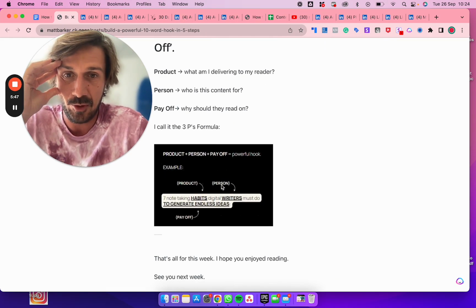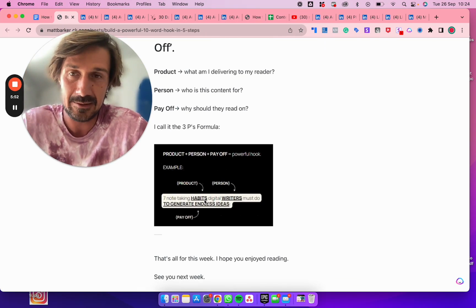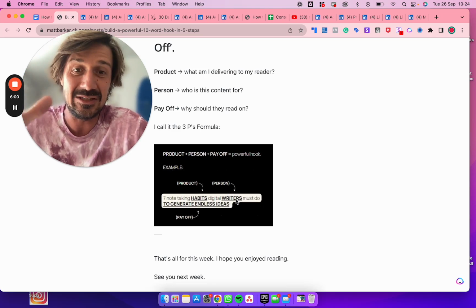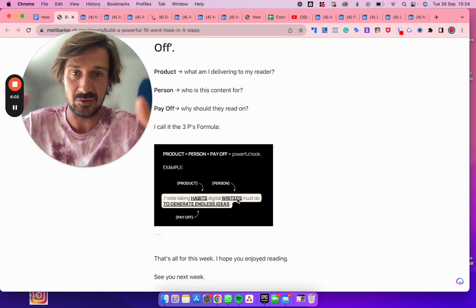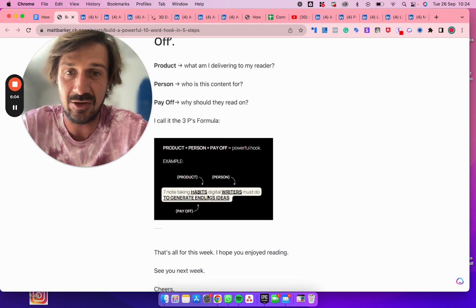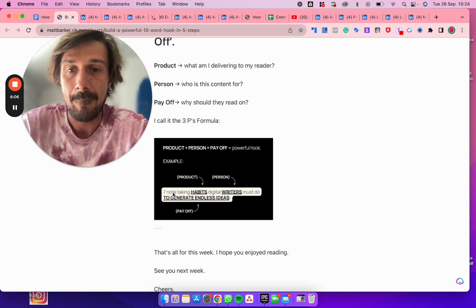So here you go. Product and person. 7 note-taking habits. So the product is habits. This is what he's delivering, like about the topics. Product could be replaced with topic. Digital writers is the person. So he's focused on digital writers, must do to generate endless ideas. And that's the payoff.